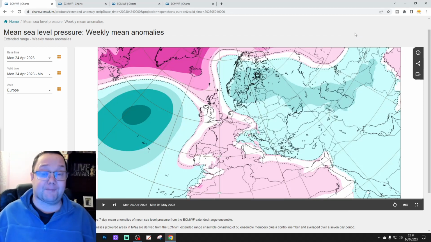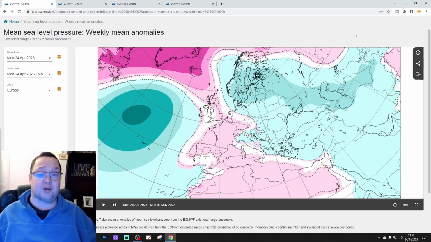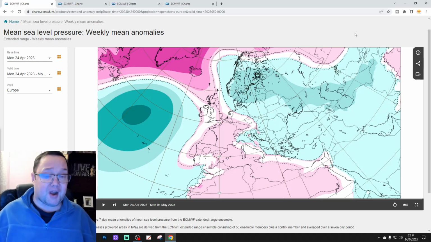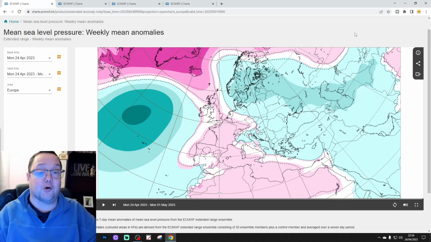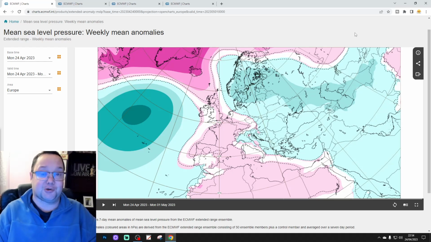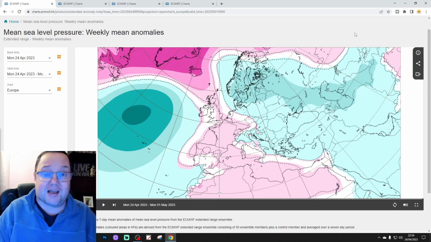We're going to have a look at the extended ECM model for today's second video. This is the European outlook for the next 30 or 42 days. So this is your 30-day European weather forecast. I shall have a look at the data from ecm.int in a moment.